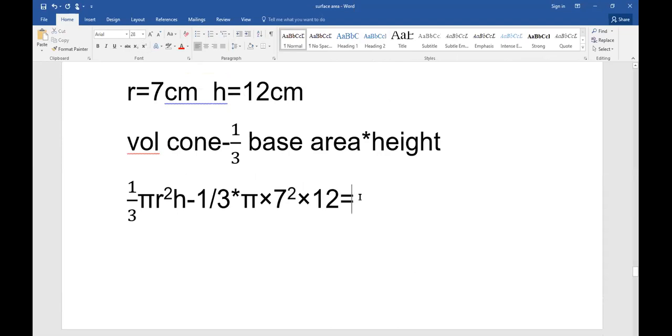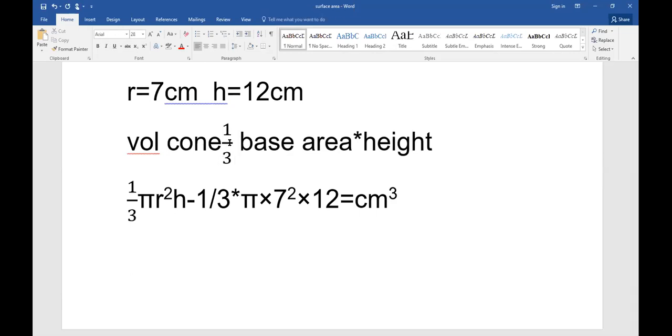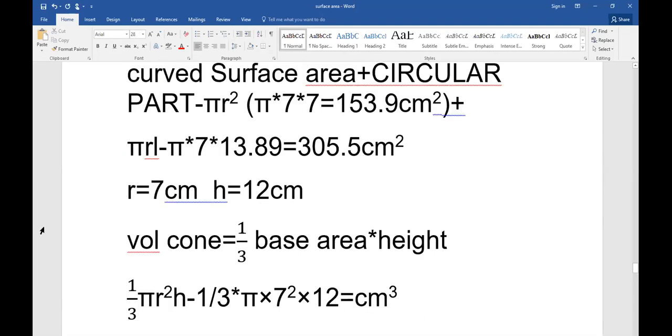That's how you're supposed to get the answer. And then we give our answer in cubic centimeters. That answer there, you can solve it at home, and then you can have the answer. So we have one third times pi times 7 squared times 12, which is a third base area. Remember, it's a third base area times the height. The base of a cone is a circle. So that's why we are saying a third pi r squared. And then you multiply by the height.